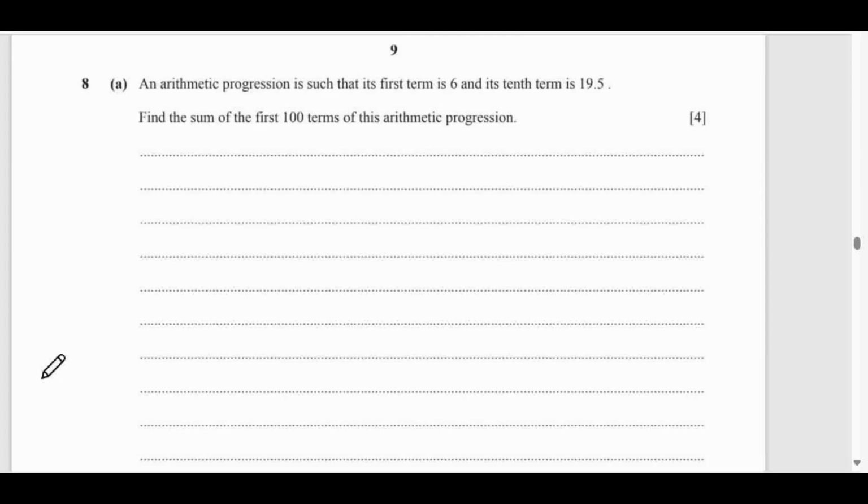Question number 8. An arithmetic progression is such that its first term is 6. Let me write it over here. Let me highlight the important thing, that this one is an arithmetic progression. Arithmetic progression means that the difference will be same. So a1 is equal to 6, and its 10th term a10 is equal to 19.5. Find the sum of the first 100 terms of this arithmetic progression.